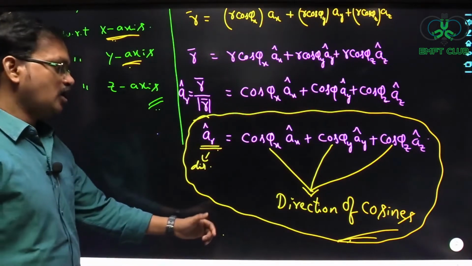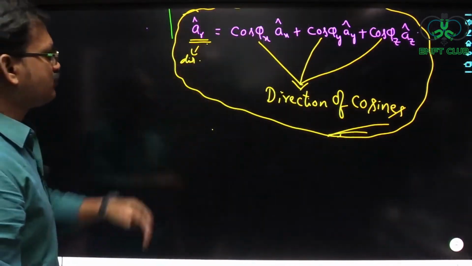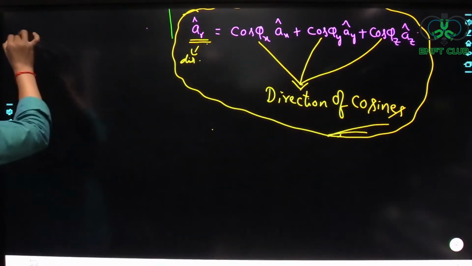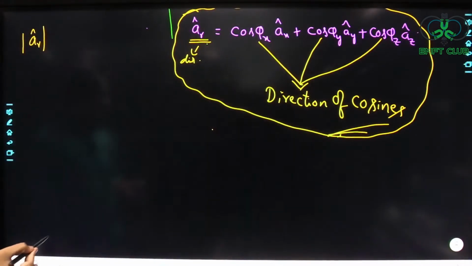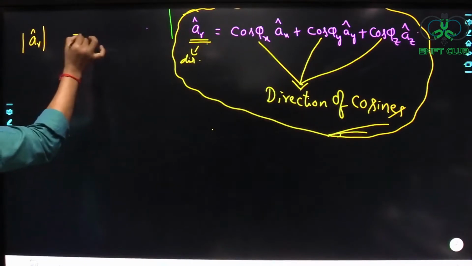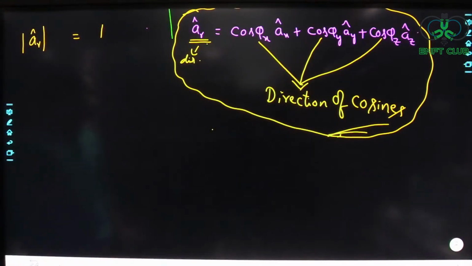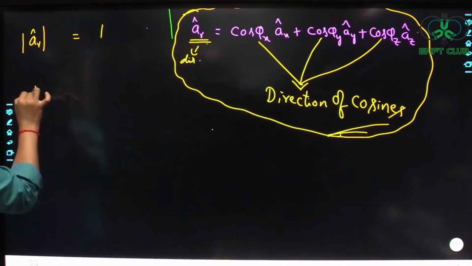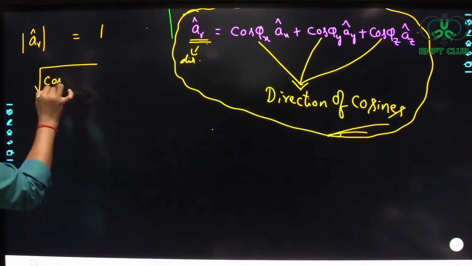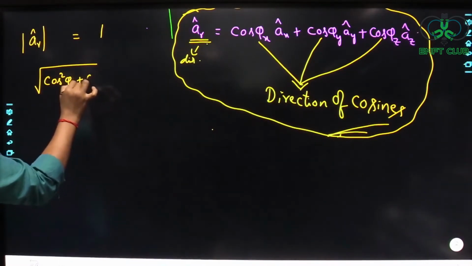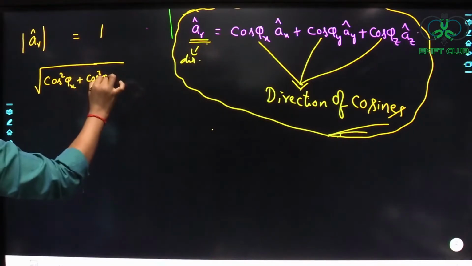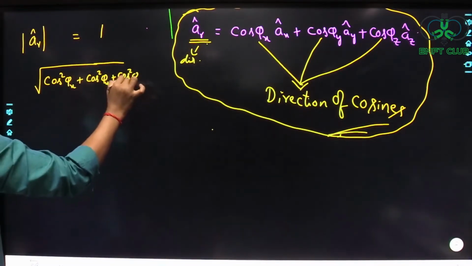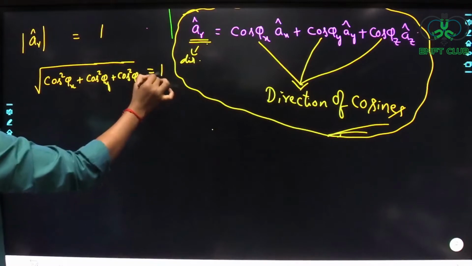From here we can get one more condition. We know that the magnitude of a-cap, this unit vector, must always be equal to 1. So the magnitude of a-cap is the square root of cos square phi x plus cos square phi y plus cos square phi z, and this is equal to 1.